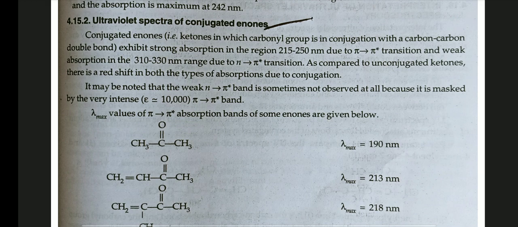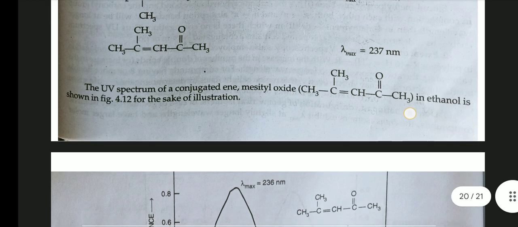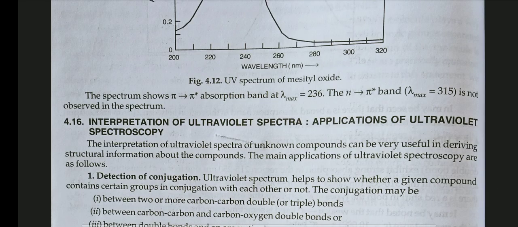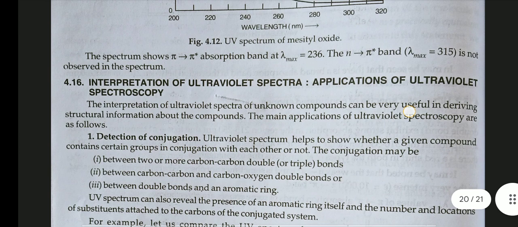It may be noted that the weak n to pi star band is sometimes not observed at all because it is masked by the very intense pi to pi star band. The UV spectrum of a conjugated mesityl oxide in ethanol is shown in figure 4.12 for the sake of illustration. The spectrum shows a pi to pi star absorption band at lambda max equal to 236. The n to pi star band, lambda max equal to 315, is not observed in the spectrum.